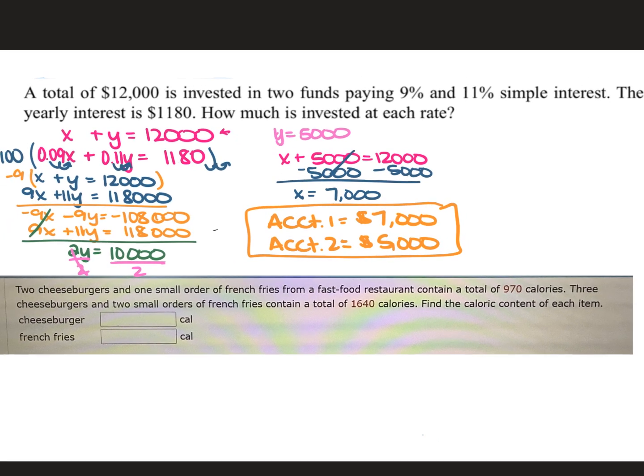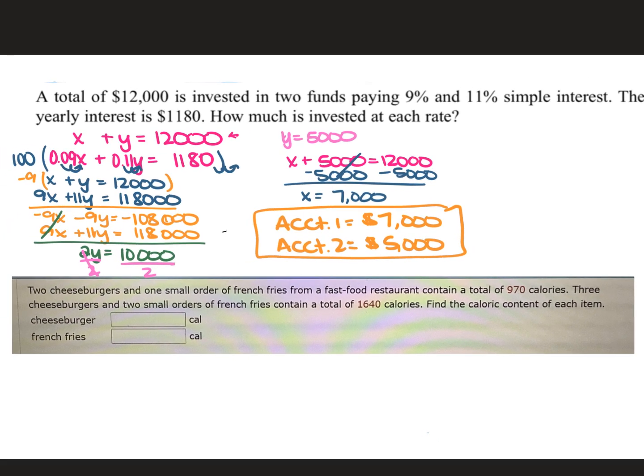In your next example, it tells us that 2 cheeseburgers, we're going to use those as x, and 1 small order of fries, that's going to be y, from a fast food restaurant contain a total of 970 calories. 3 cheeseburgers, that's x, and 2 small orders of fries, that's y, contain a total of 1,640 calories. Find the caloric content of each item. So the first equation we have is 2x plus y is equal to 970. The second is 3x plus 2y is equal to 1,640.